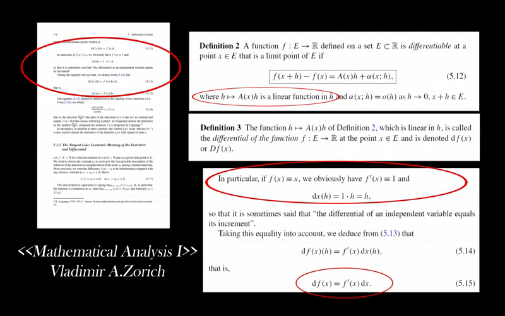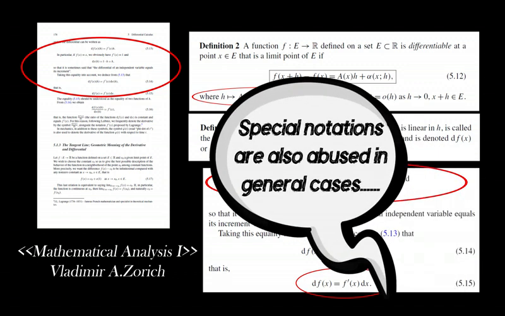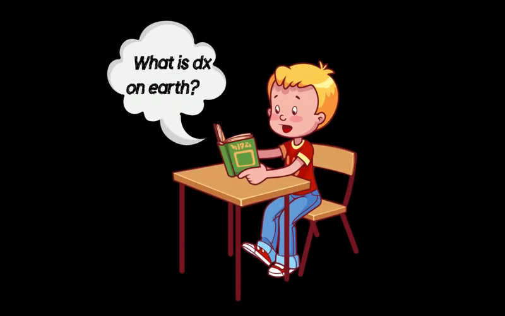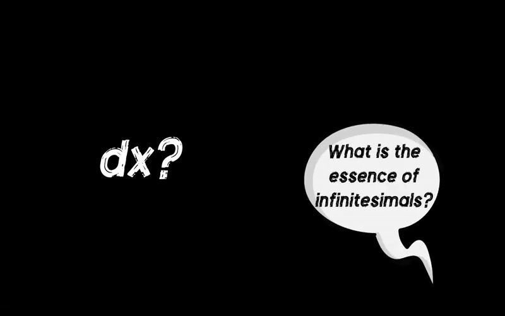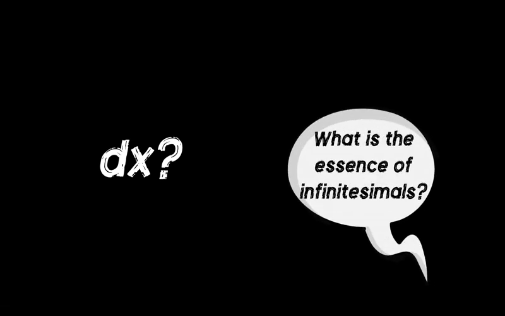This was originally proposed to avoid the mistakes mentioned above, but it is obvious that special notations are abused in general cases. And it still fails to reflect the essence of differentials. How confusing! What is dx on earth? In fact, you are not the only one puzzled by the problem of dx. This problem, or to be more fundamental, the essence of infinitesimals, has confused generations of mathematicians.